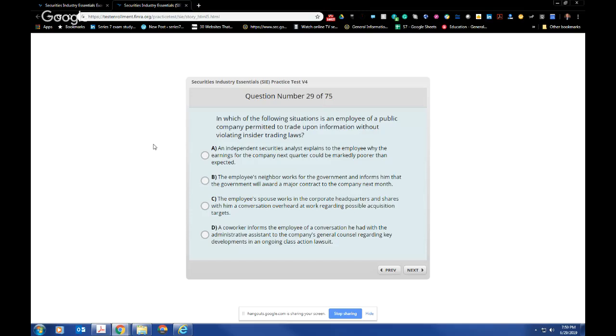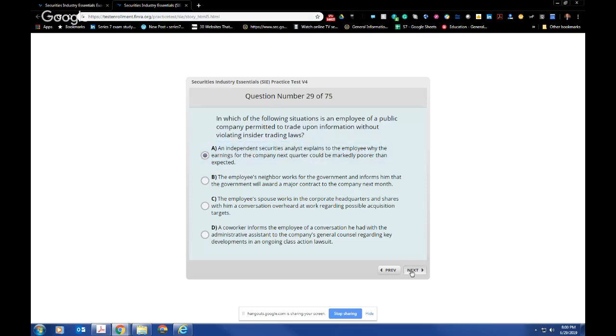So look, B, the employee works for the government. Oh, that's kind of bad. He said they're going to get a major contract. That's insider trading. C, he works in corporate headquarters and shares a conversation overheard regarding an acquisition. No, that's bad. And D, basically key developments in a class action lawsuit. That's bad too. So here the reason A is okay is because an analyst is just using his own analysis, trying to figure stuff out, and it's a guess.